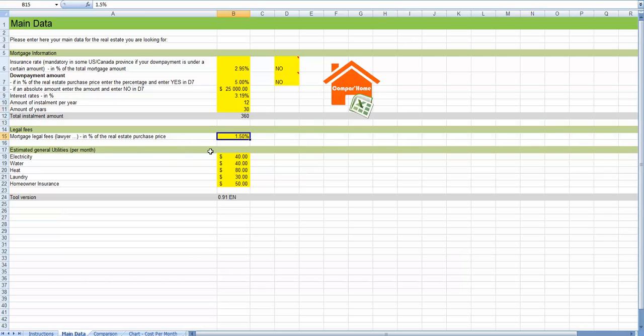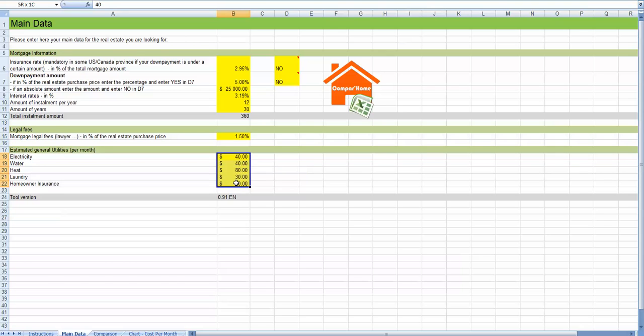Then you can add legal fees. Basically, usually it's your lawyer. So it's a percentage of the real estate purchase price. Usually it's around 1 to 2% in the US or in Canada, depending on the province or the state you're in.